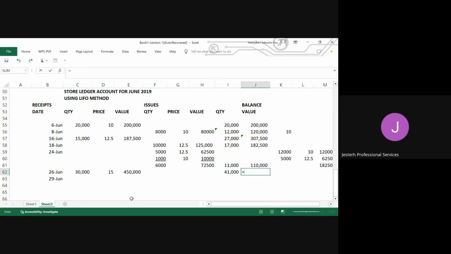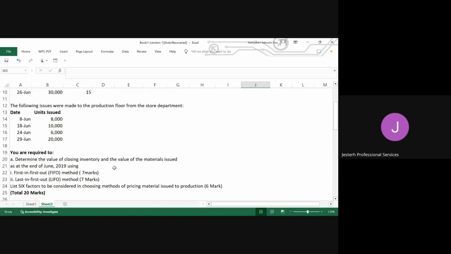What is the total value? Now, the total value of the whole stock is 110,000 plus the new one that they just brought into the stock, valued at 450,000. Now, in our store, we are having 506,000 in the stock. Now, let us check our last issue.